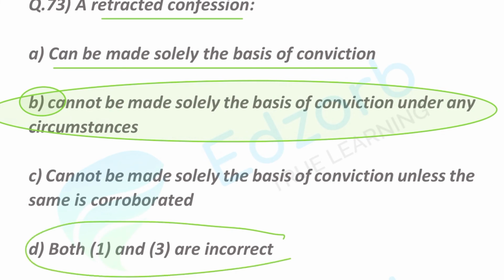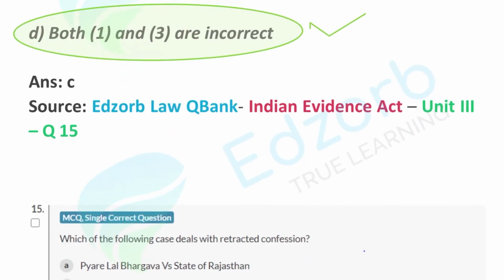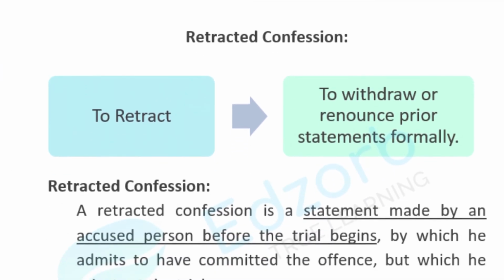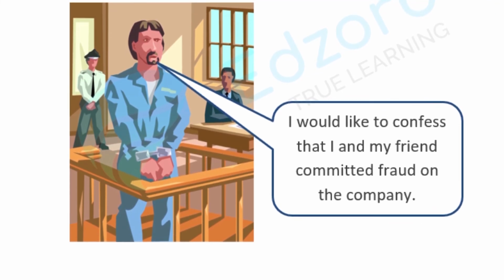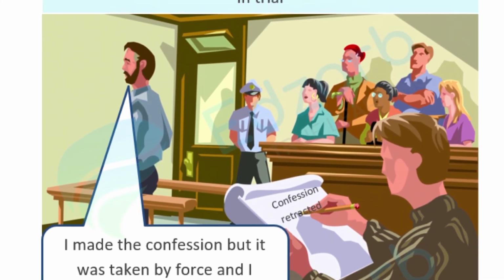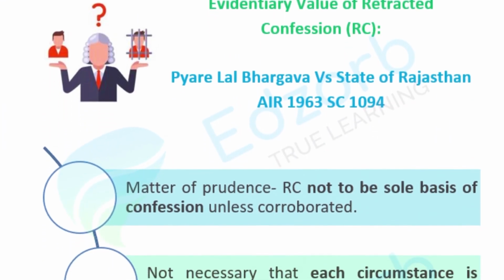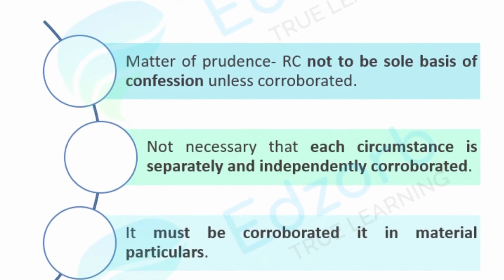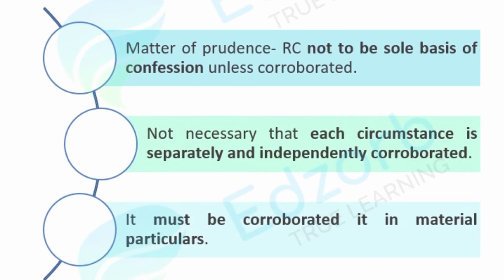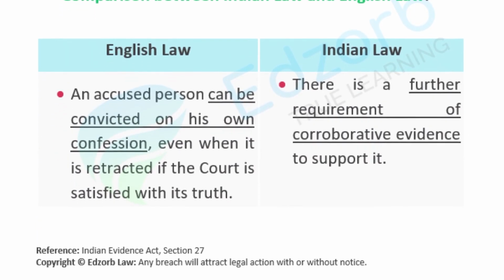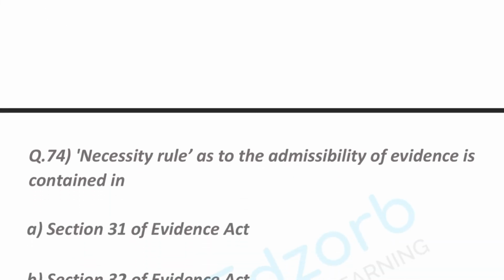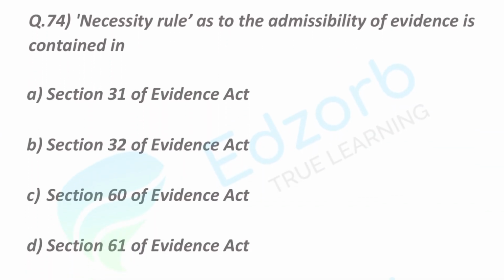So यहाँ पर आपको option D लगाना था, that both 1 and 3 are incorrect. So a retracted confession is when the accused confesses at the pre-trial stage regarding commission of the offense, however retracts at the stage of trial. Now the evidentiary value of this requires that each circumstance be separately and independently corroborated in material particulars for a retracted confession to return conviction. You would be surprised to know that under the English law, an accused person can be convicted on the basis of retracted confessions.